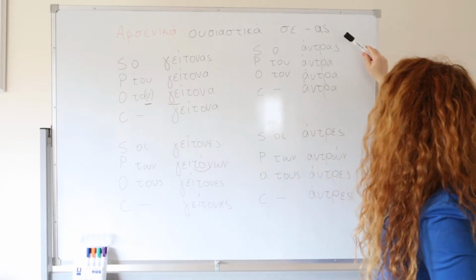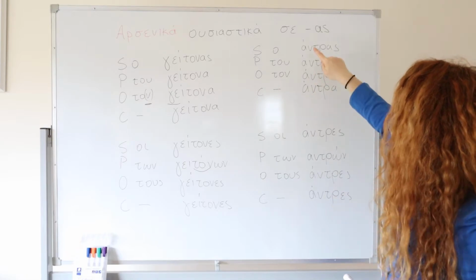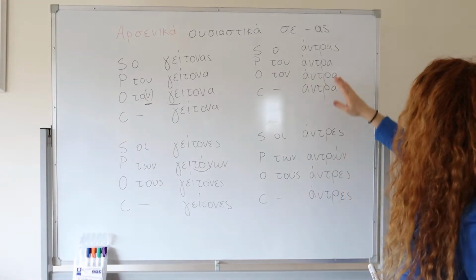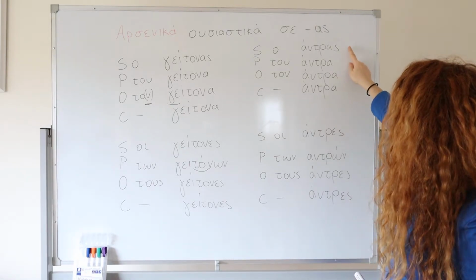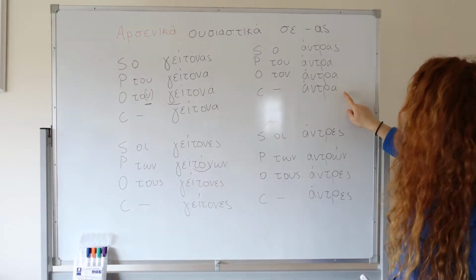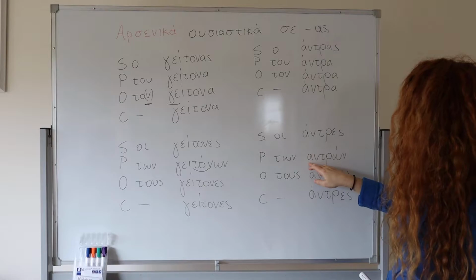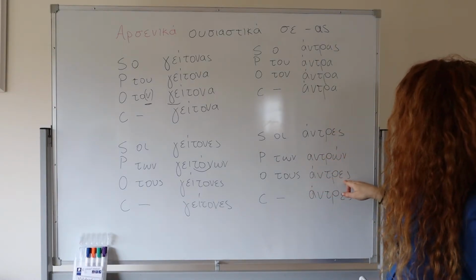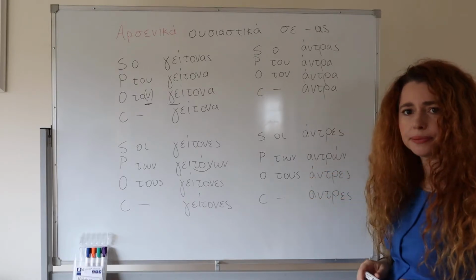Now let's see another masculine noun, ο άντρας, in which the accent is on the second syllable from the end. And it will not change in singular at all. Ο άντρας, του άντρα, τον άντρα, άντρα. And then we have οι άντρες, the plural, των ανδρών, the accent's going to drop, τους άντρες, the accent's going to go back, άντρες.